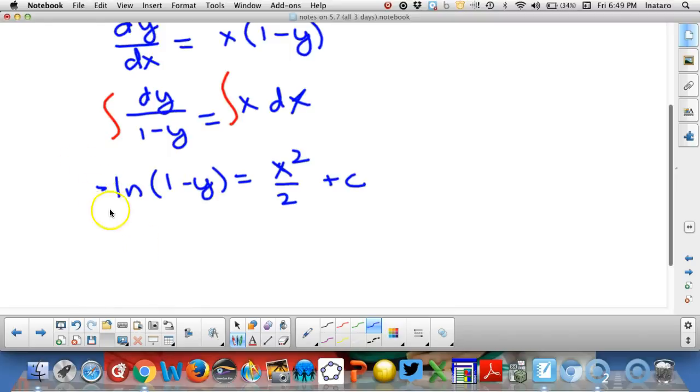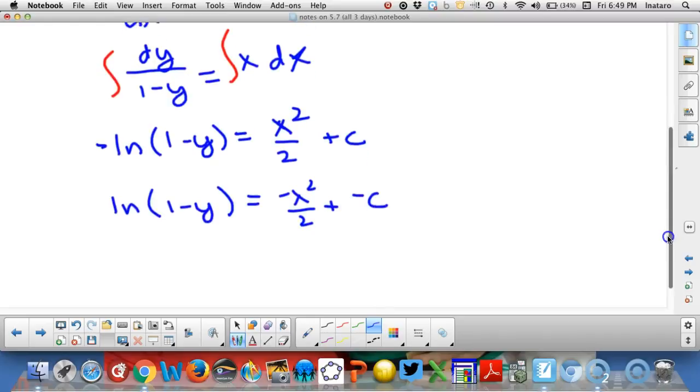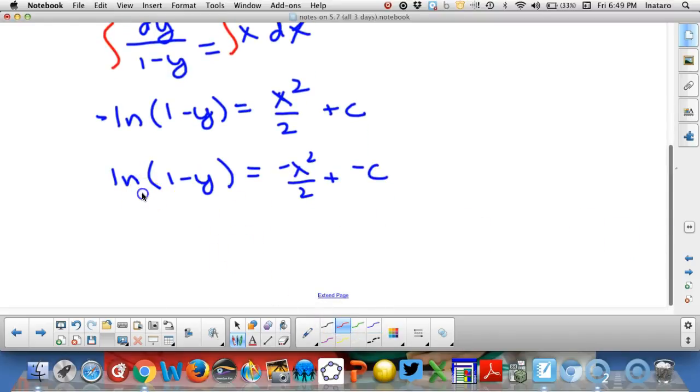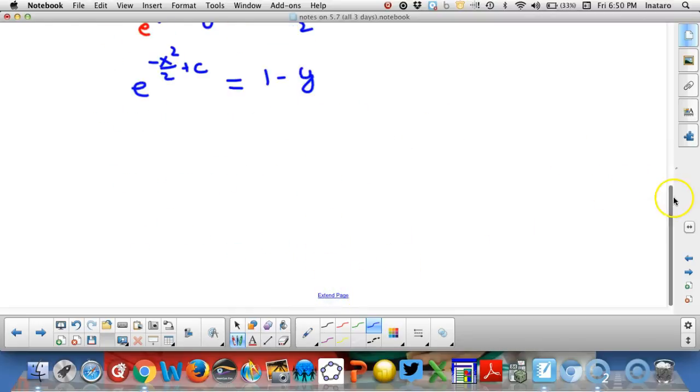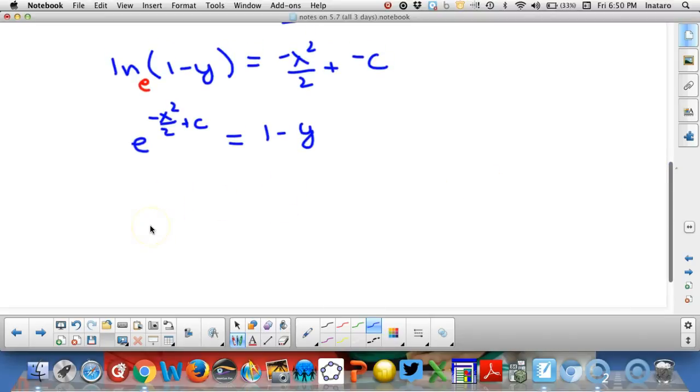To begin, I'm going to multiply both sides by negative 1. So on this side, I just have natural log of 1 minus y. And then I'll have negative x squared over 2 plus negative c. And then I'm going to remember that this is natural log, so it's base e, and so I'm going to rewrite this as an exponential function. So I'm going to have e to the negative x squared over 2 plus c is equal to 1 minus y. And we need to get y by itself, so I'm going to subtract 1 from both sides.